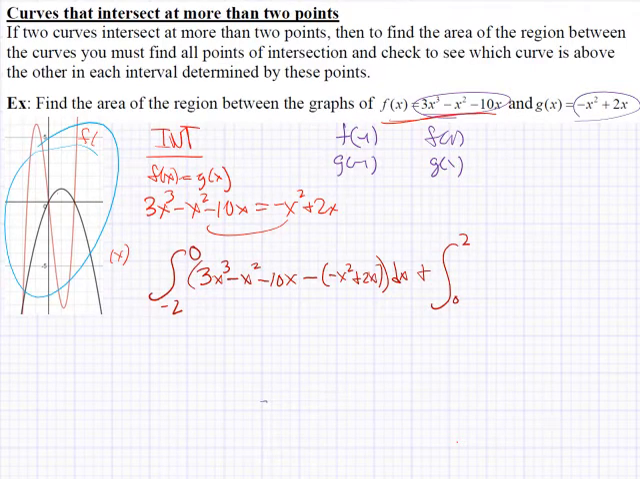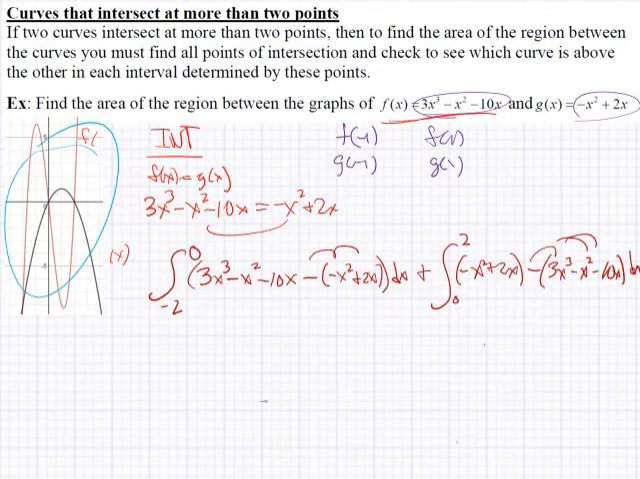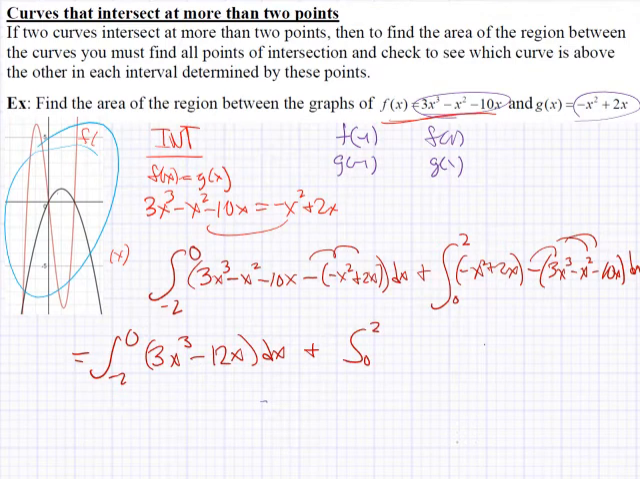And we flip them, so then this will be -x squared plus 2x minus 3x cubed minus x squared minus 10x, dx. So this negative has to distribute here, collect the terms, see what we get. So we get the integral from -2 to 0 of 3x cubed minus 12x dx, plus this one will be 0 to 2 of -3x cubed plus 12x dx.